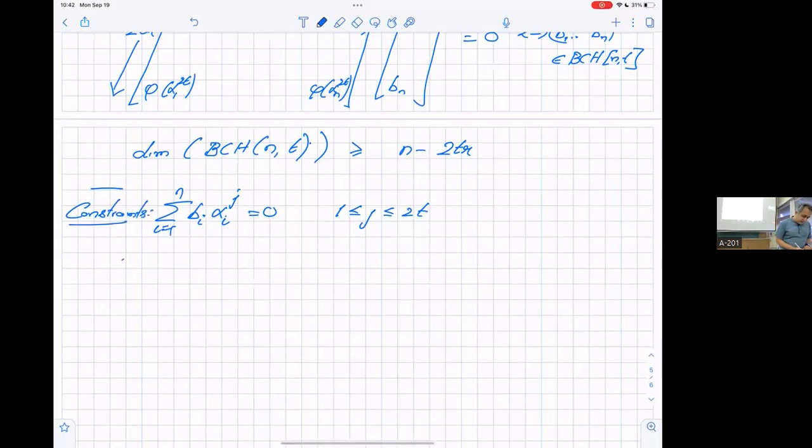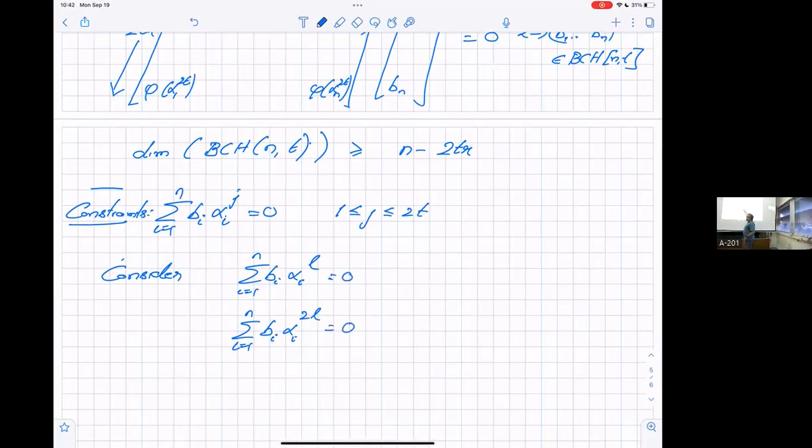Let's consider summation b_i alpha_i to the power L, i going from 1 to n, and the constraint summation b_i alpha_i to the power 2L, i going from 1 to n. There are two such constraints, going from 1 to 2t. Let's look at these two types of constraints.